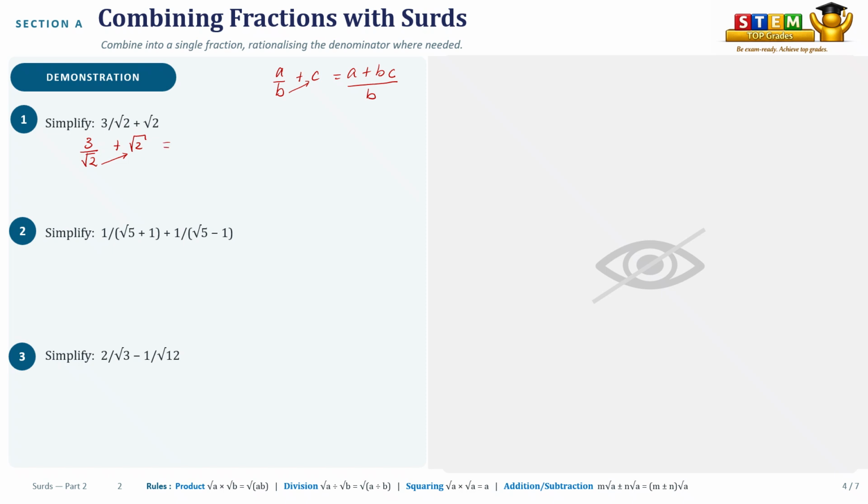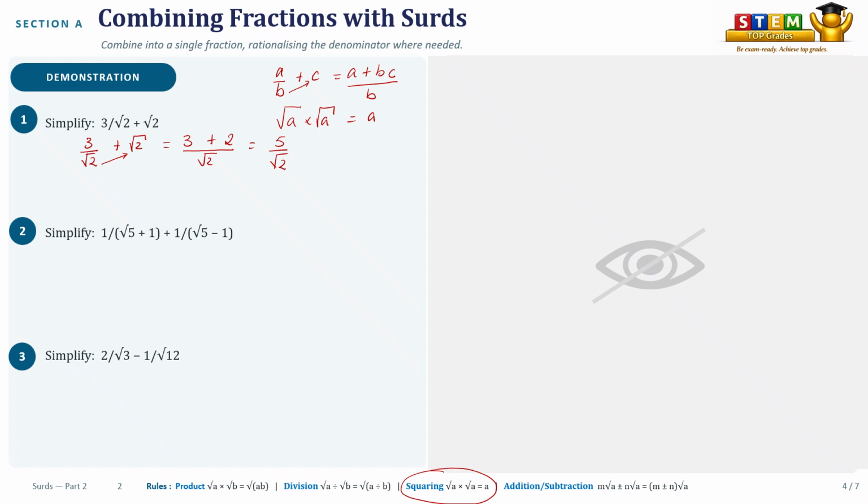We're going to get 3 plus, now if you remember the rule where we said root a times root a is going to be equal to a, that's the squaring rule. So root 2 times root 2 is going to give me 2, and the whole lot will be over root 2. So that gives me 5 over root 2.